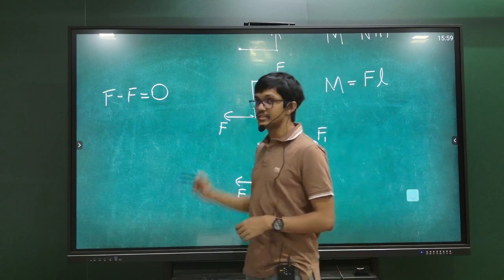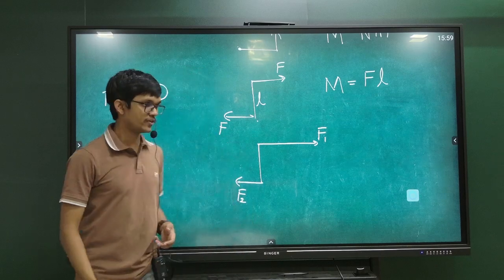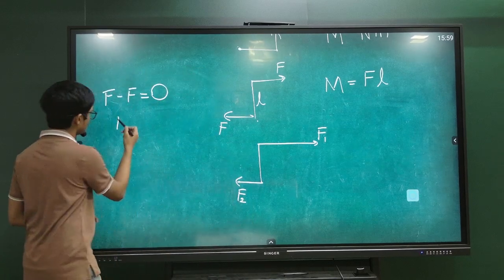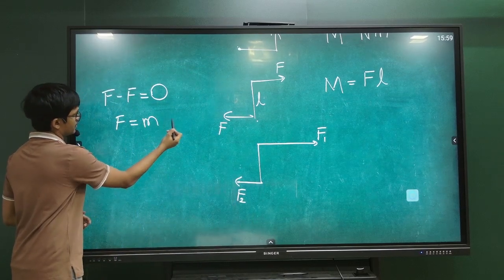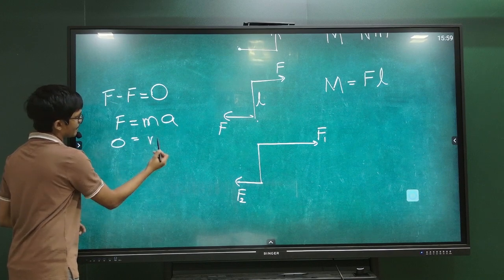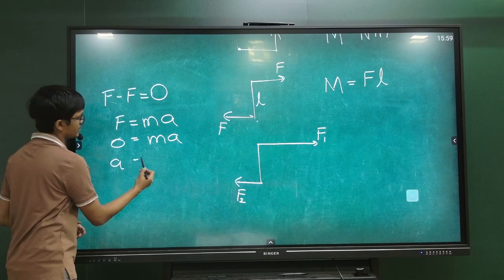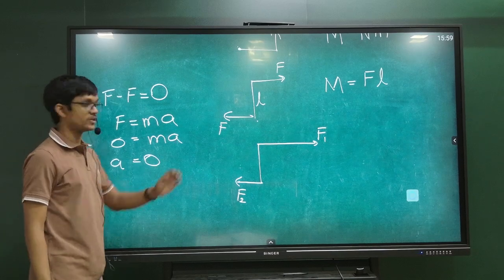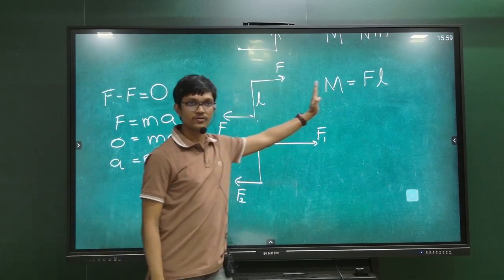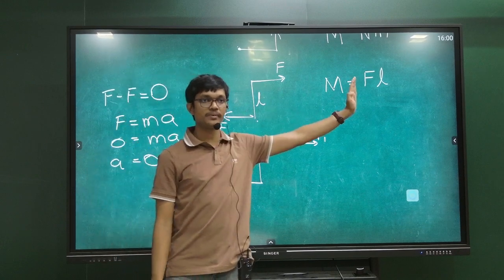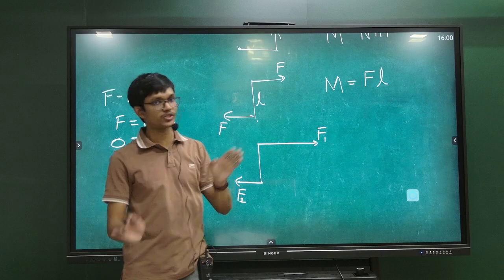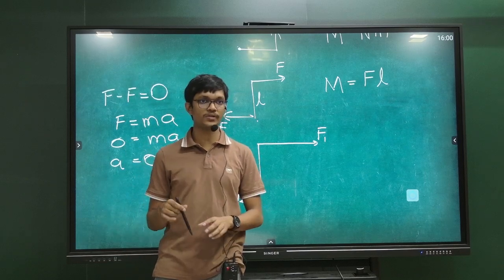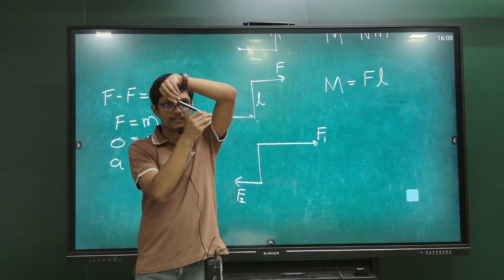So if you apply F equals ma, 0 equals ma, that means acceleration is 0. So this system will not move linearly anywhere, okay? There is no linear motion. It will just rotate, clear?